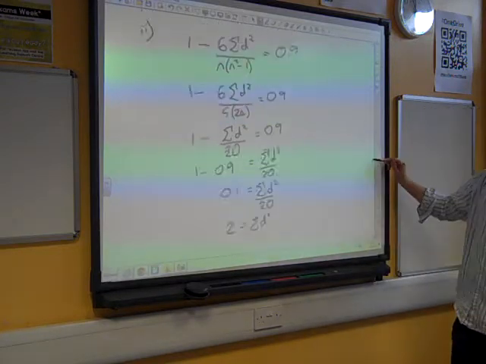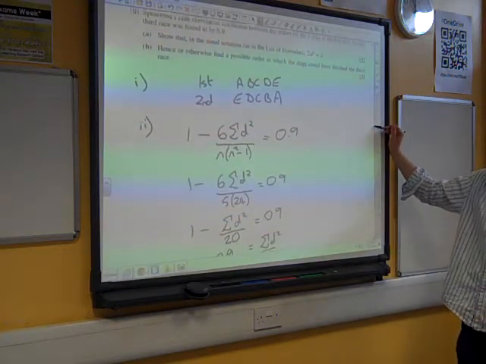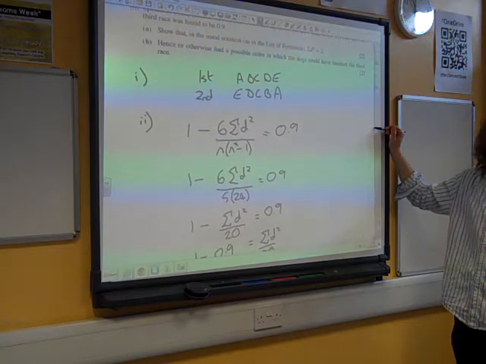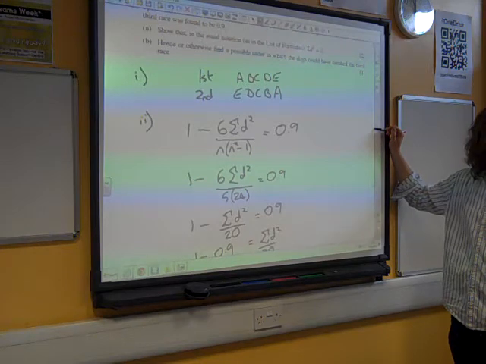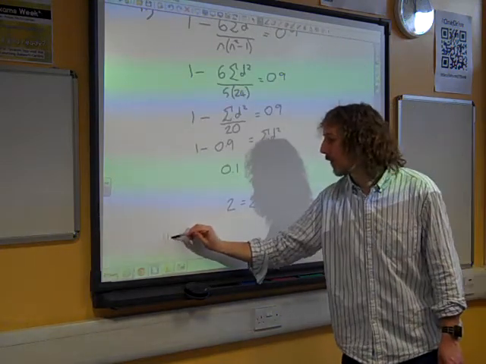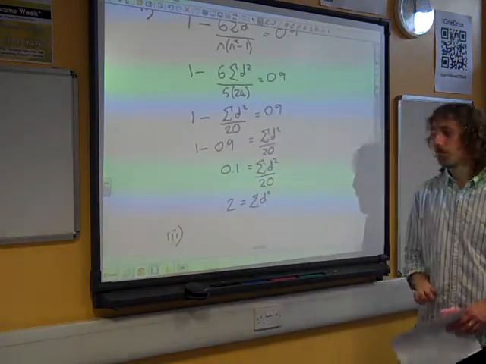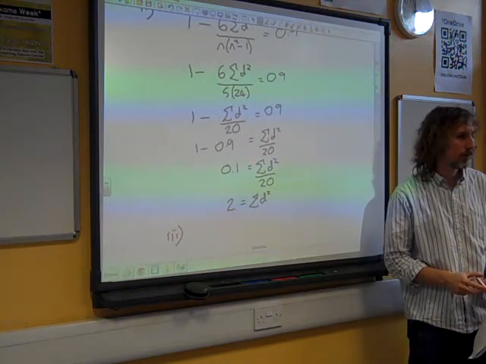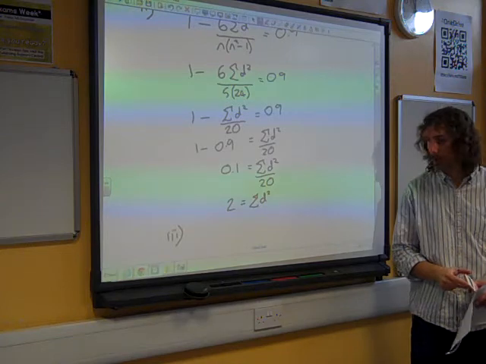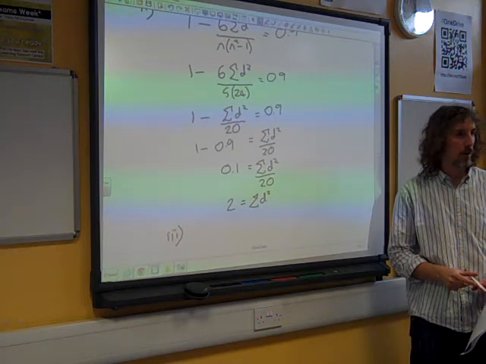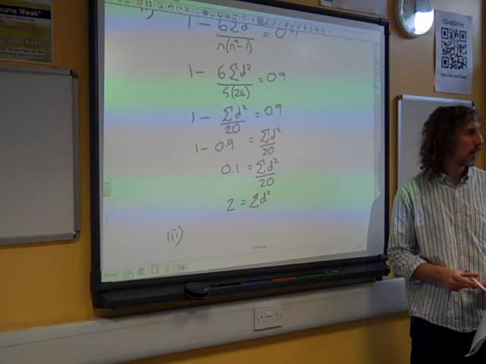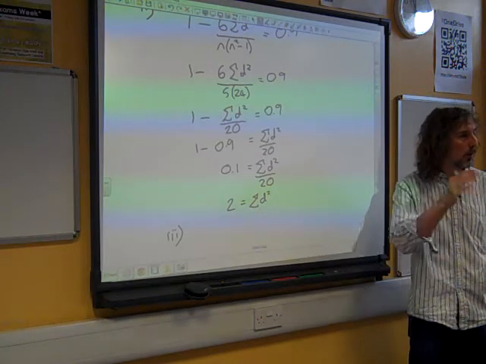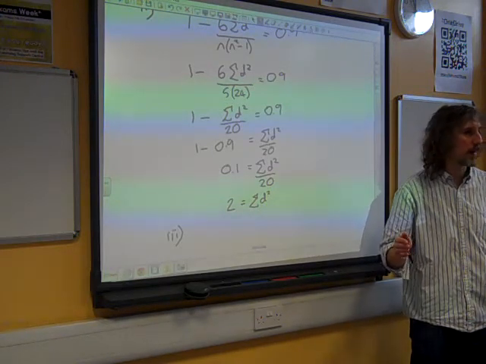Now, part 3. Hence or otherwise find a possible order in which the dogs could have finished the third race. Okay, so sigma d squared had to be equal to 2. 2 isn't a square number, so the only way we can get to 2 by adding square numbers together is by 1 plus 1. Okay? So 2 of the values must have been 1 as we added them up.